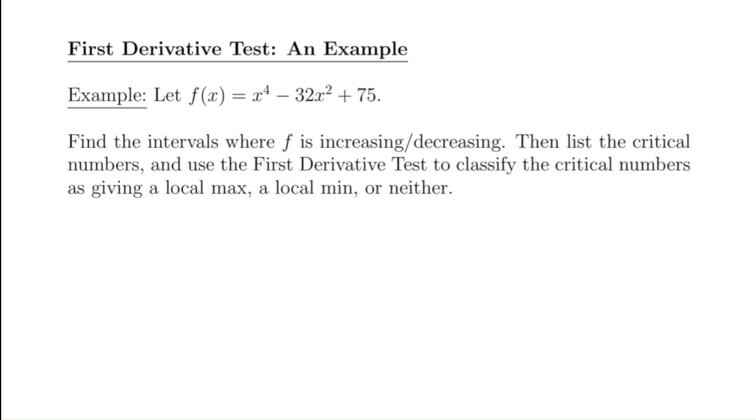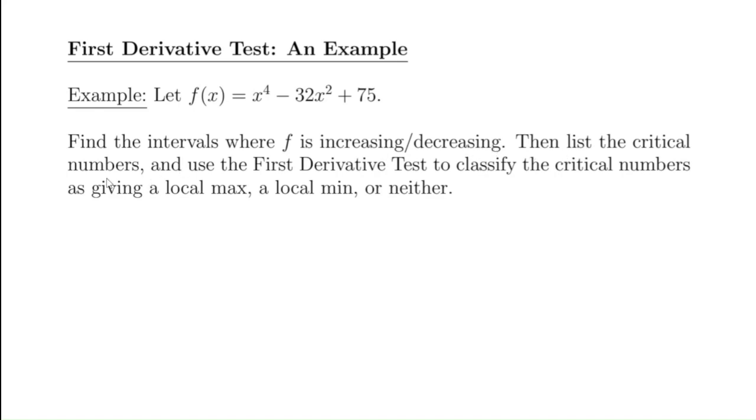In this video, we're going to do an example where we use the first derivative test. So let f of x be the function x to the fourth minus 32x squared plus 75. In a little bit, I'll graph this function on Desmos, but I want to do this problem without knowing beforehand what the graph looks like. And we want to find the intervals where f is increasing or decreasing.